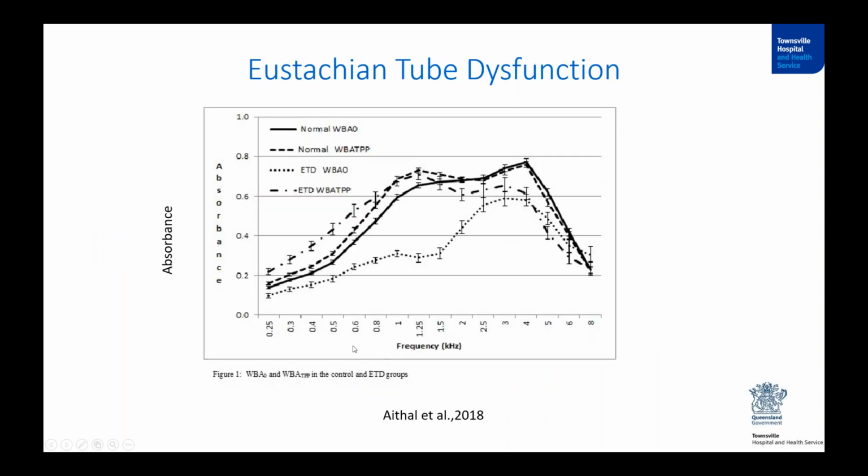And this is a group of measurements. This is the people with normal middle ear function, and then a group of patients with eustachian tube dysfunction. You can see that their average absorbance has come down below 2 kilohertz, and so it's improved in the 2 to 4 kilohertz range. Whereas when you measure the absorbance at middle ear pressure or TPP, you see that the absorbance has risen to normal levels.